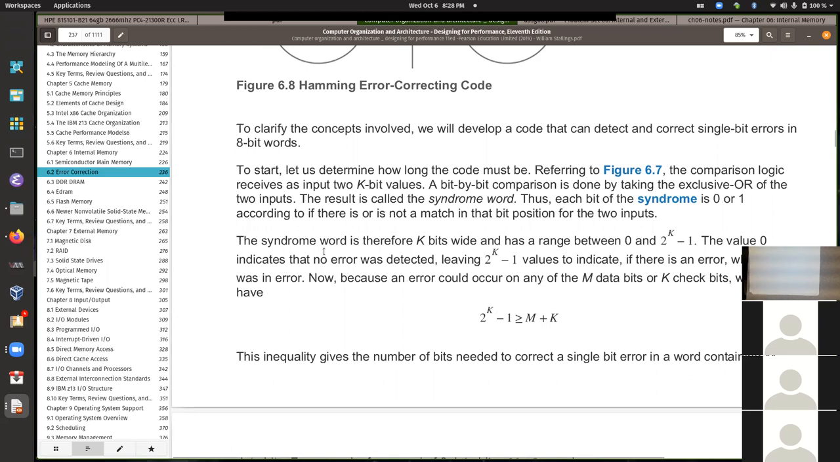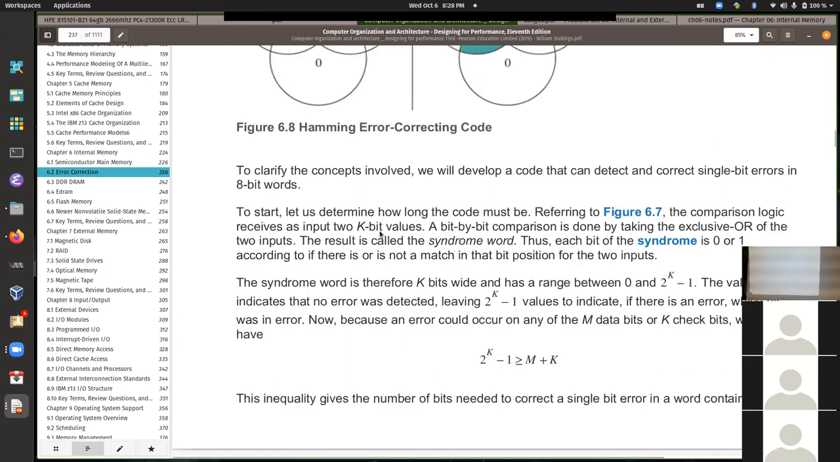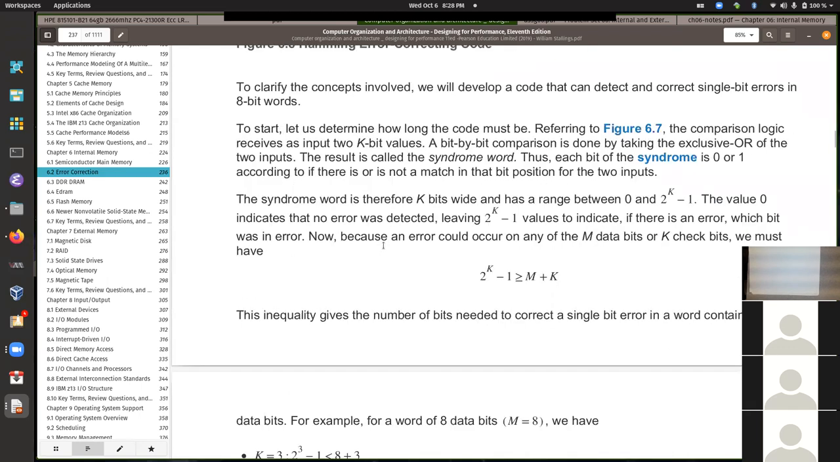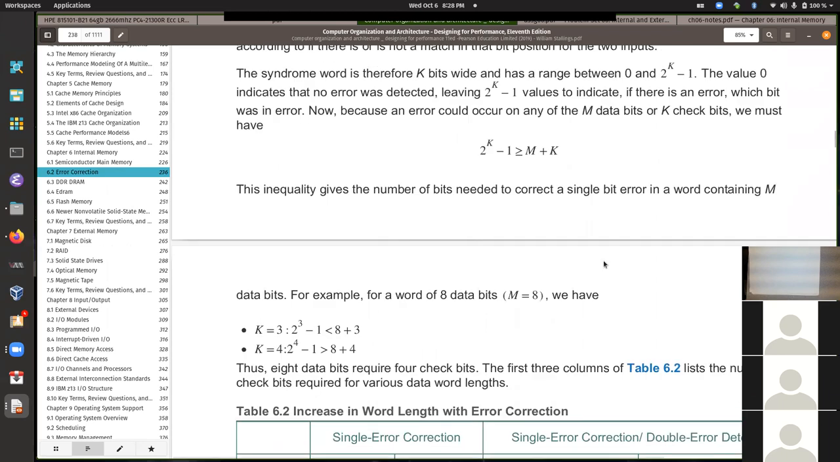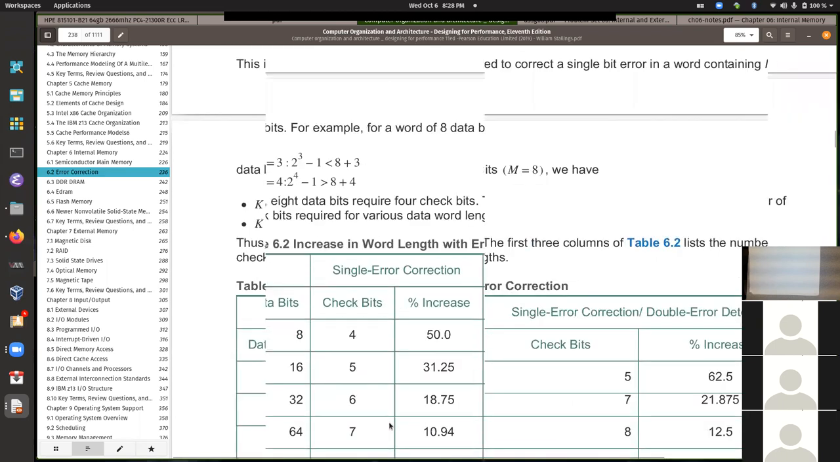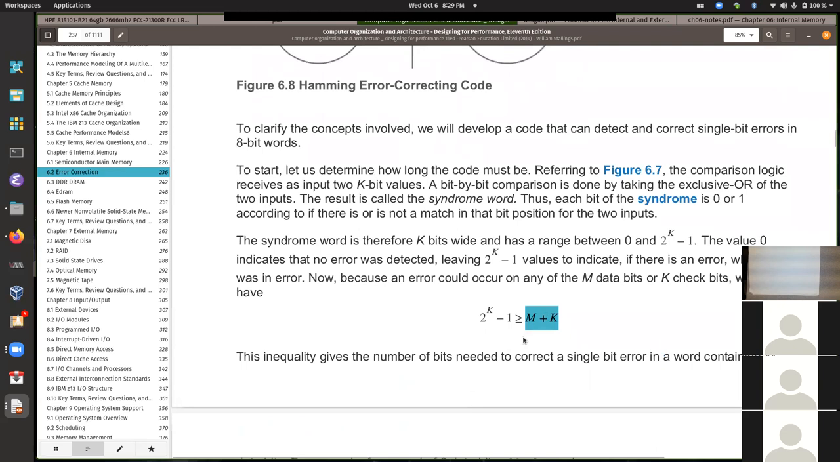So for these check bits, there's a minimum number of them that you need, because basically what we need to do, we'll see why this relationship holds in a second. But what we need to do is we want to have enough total bits here.